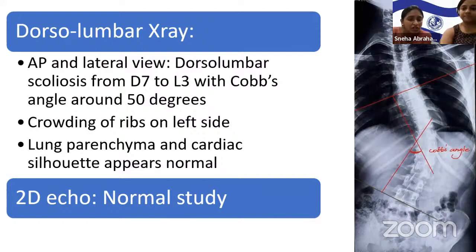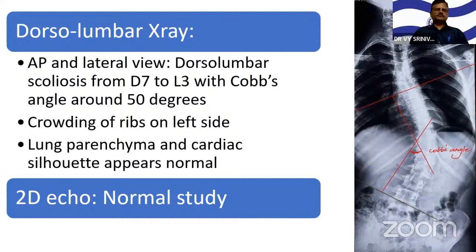His 2D echocardiogram showed... How do you grade scoliosis? So scoliosis can be graded based on Cobb angle. If the angle is between 0 to 10, it's normal. If the angle is between 10 to 20, it's mild scoliosis. 20 to 40 degrees is moderate scoliosis, and more than 40 degrees, it's severe scoliosis.